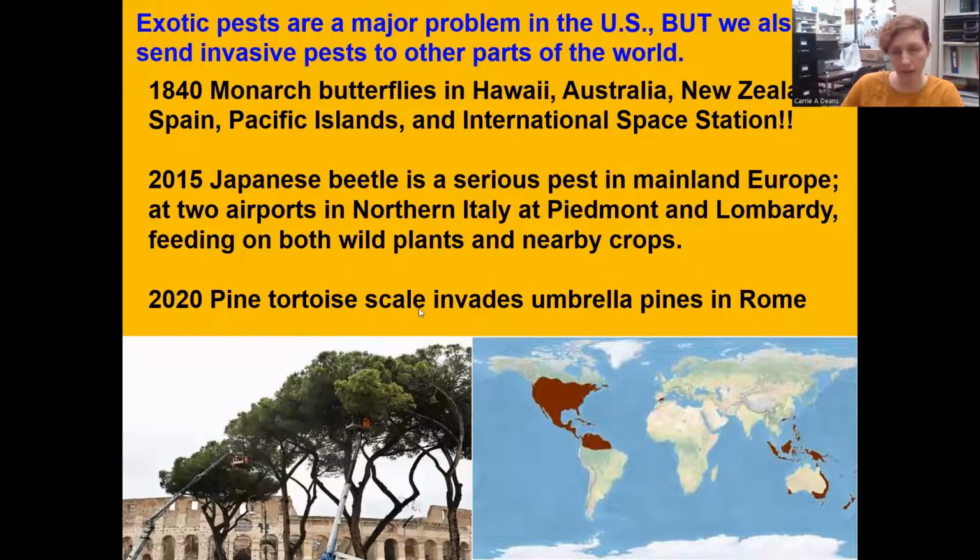The pine tortoise scale, which is native to the US, has also spread very recently to Italy, where it's been infesting the umbrella pines found throughout the city center of Rome. This is quite a large problem because these infestations can kill these trees within a couple of years. And so they've really been trying to use some biocontrol measures to figure out how to manage this particular pest.